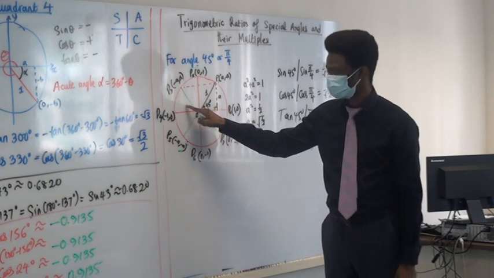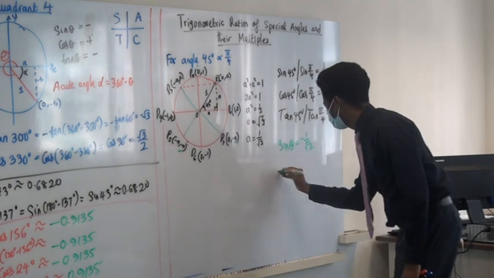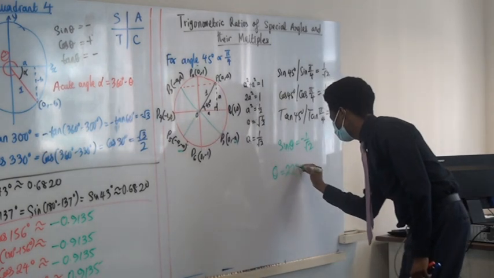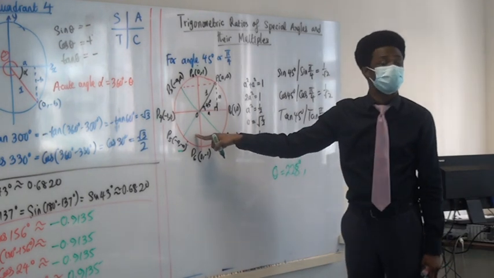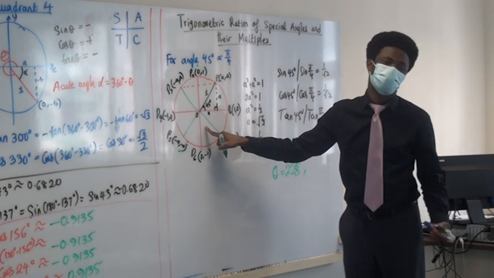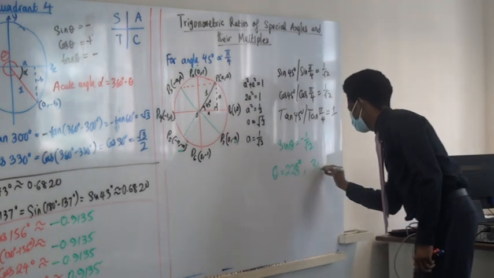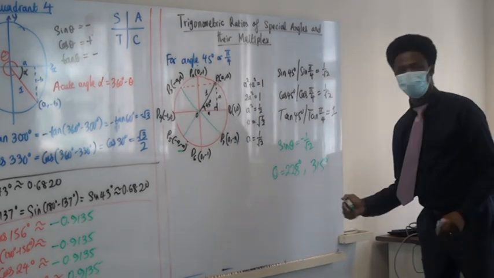35, 180. What, 225? 225. So the first theta is 225. The second theta, follow up to here, 270. Then 315. Come on. In your calculator, press sine 225 and sine 315.